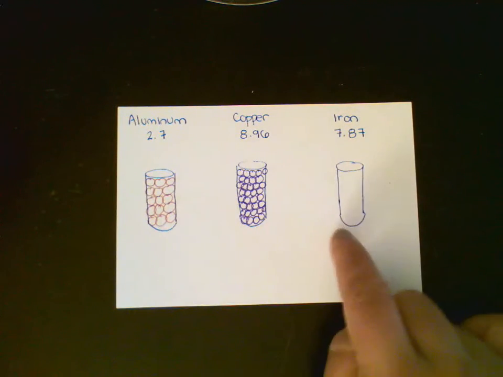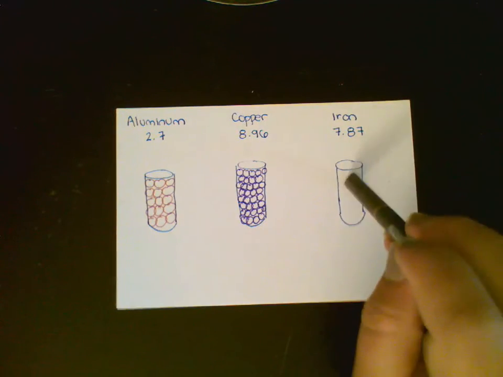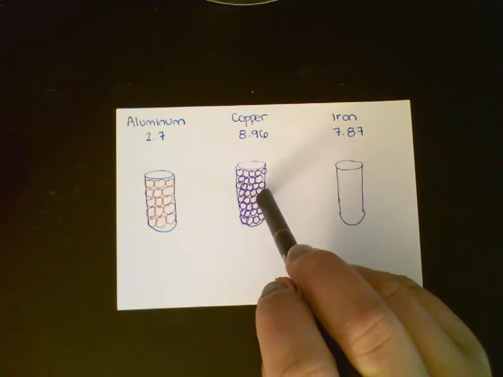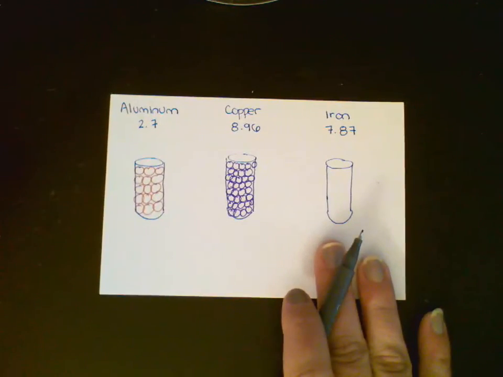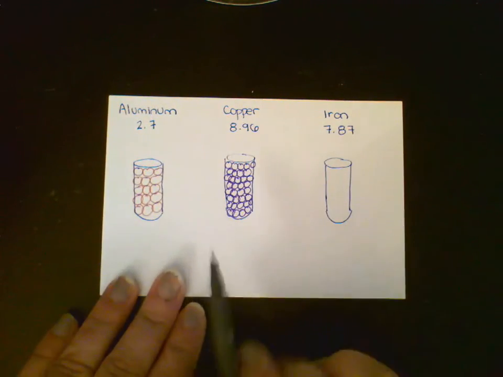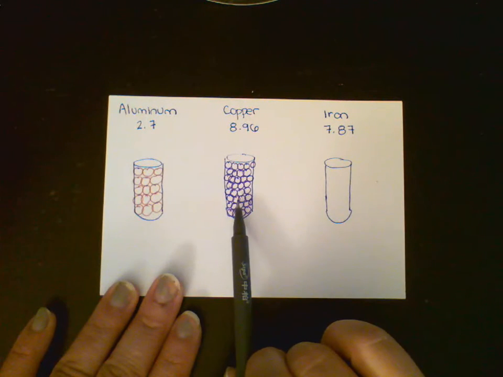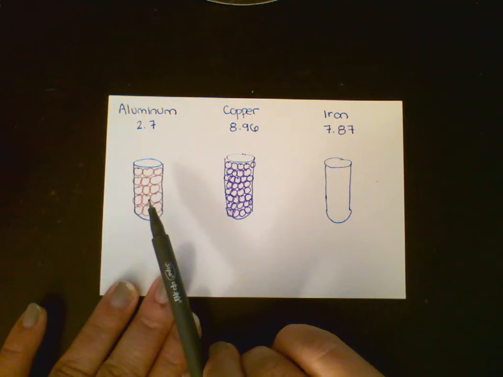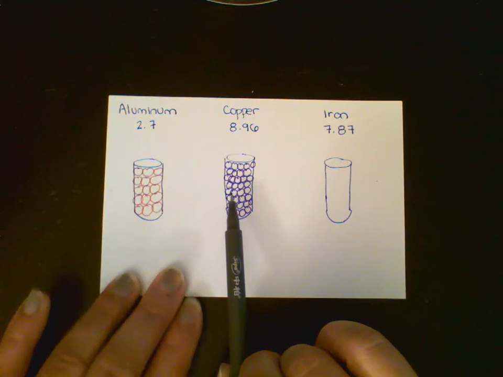We can look at our third example of iron. So if we look at our iron, it's less dense than copper, but more dense than aluminum. So when we draw this one, we need particles that are closer together than this, but less close together than this. So probably we need particles that are a little smaller than this, but a little bit bigger than this.